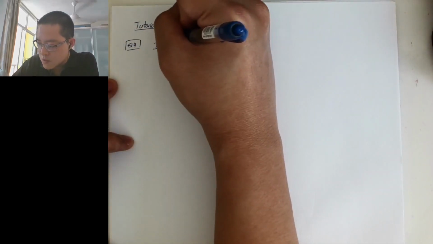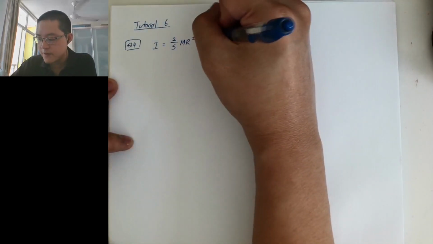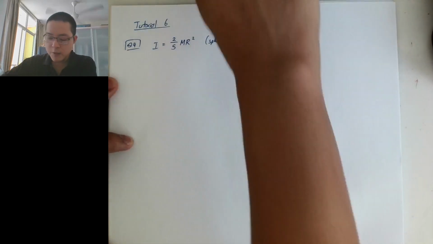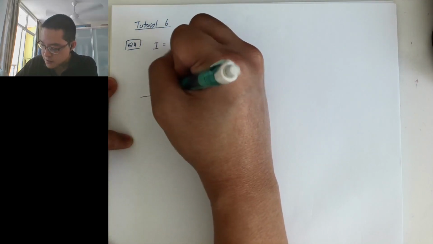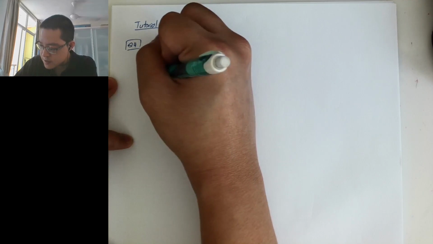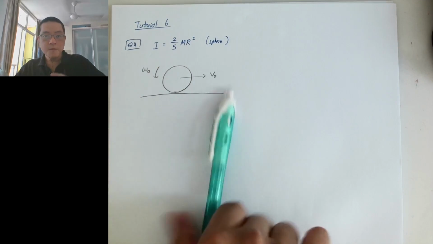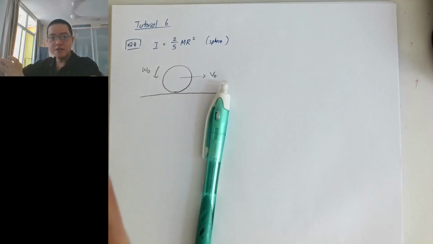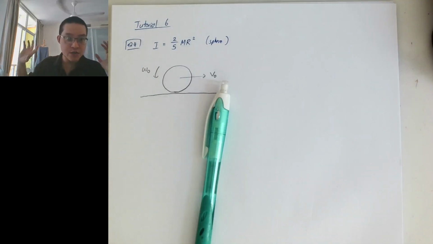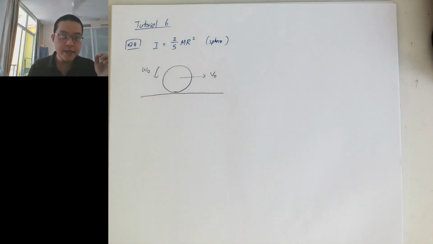This is a sphere, a uniform sphere, so its moment of inertia is 2 over 5 mr squared. Initially, this object is rotating this way, but the center of mass is moving the other way. So it is going forward, but it's spinning the opposite direction. This is not pure rolling, so it's rolling with slipping, and there's going to be kinetic friction.